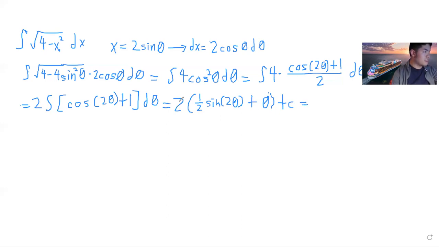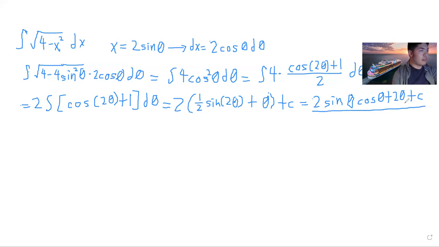That's okay. So this 2 and this 1 over 2 cancel out. So that's sine 2 theta. Sine 2 theta gives you 2 sine theta cos theta, plus 2 theta. Now I could write 2c, but c is any constant number, so just say plus c. Now we are partially done.